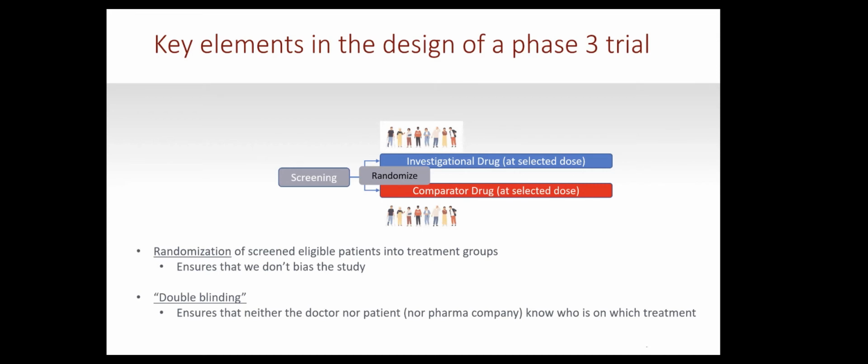And another aspect which we bring in is called double blinding. Double blinding is ensuring that neither the doctor nor the patient, and indeed nor the pharma company, know who's on which treatment. So this ensures that everyone's going to get treated equally. And again, there's no biases introduced. If we knew that a patient was receiving one treatment versus another, they could end up being treated slightly differently or behave slightly differently. And we want to try to minimize that and ensure that no bias is introduced into the study, and we can really make a fair assessment of whether the investigational drug is better than the comparator drug.